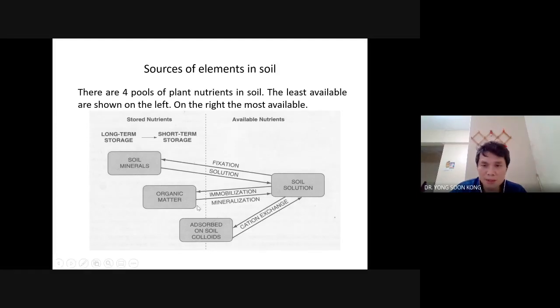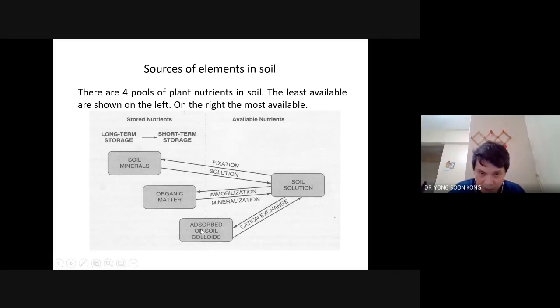However, if it is degraded by a microorganism, decomposed and then returned to soil solution, this is called mineralization. So mineralization means the release of the earlier immobilized elements back to solution.